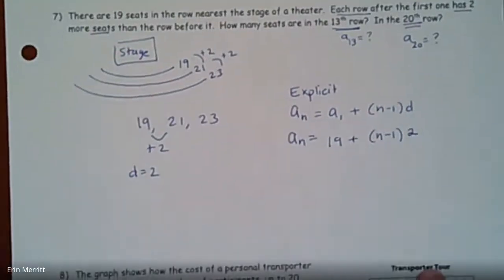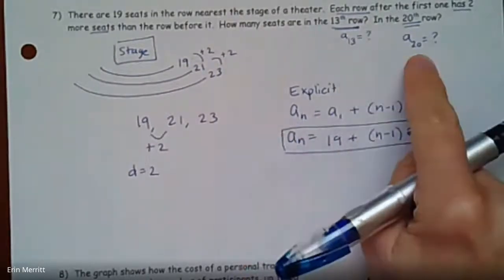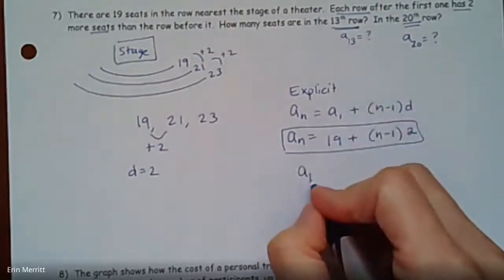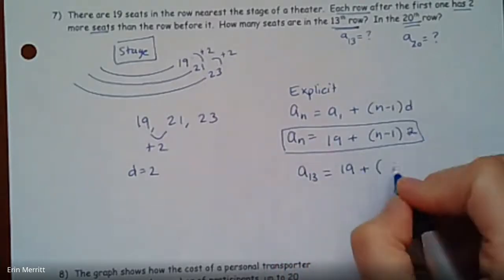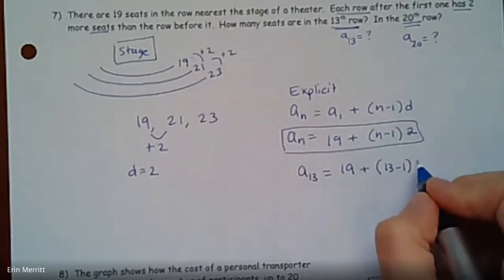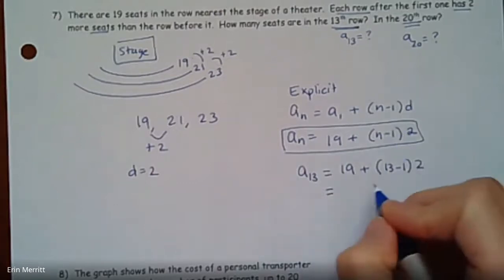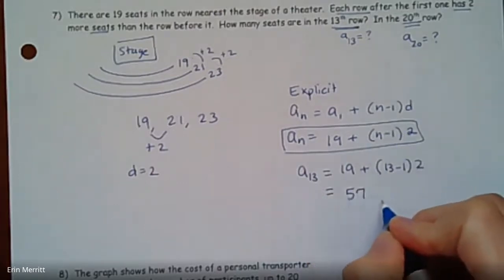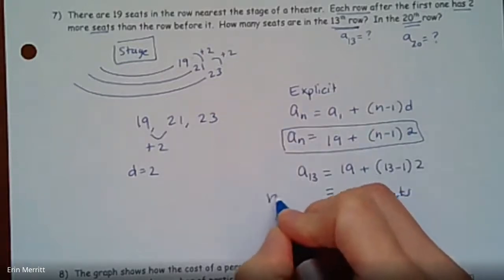And now it's useful to write a general formula first, so that then I can use it to find multiple things here. So now the 13th row would be 19 plus 13 minus 1 times 2. And when we calculate that out, I'm going to end up with 57. So in the 13th row, there would be 57 seats.